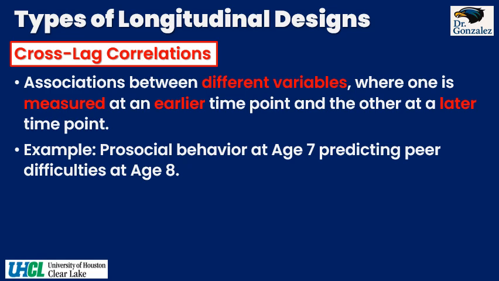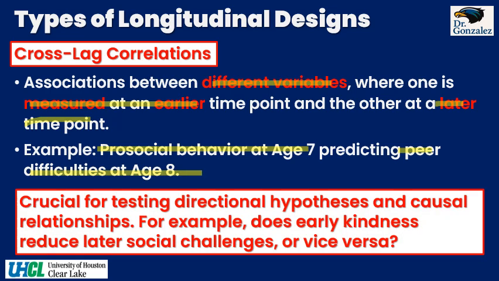And then the last one that we're going to discuss in here is cross-lag correlations. And that's when we have associations between different variables where one is measured at an earlier point and the other is measured later. So maybe we look at their pro-social behavior at age 7 and we want to use that to predict how they're going to act with their peers at age 8. And this is really important for testing a directional hypothesis. And it also goes into causal relationships.